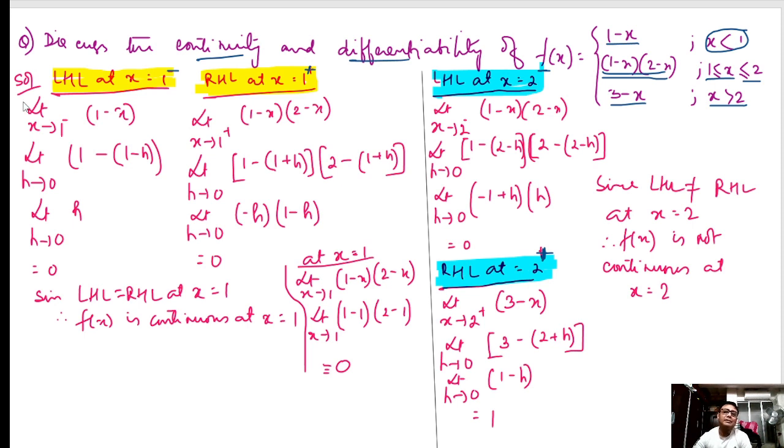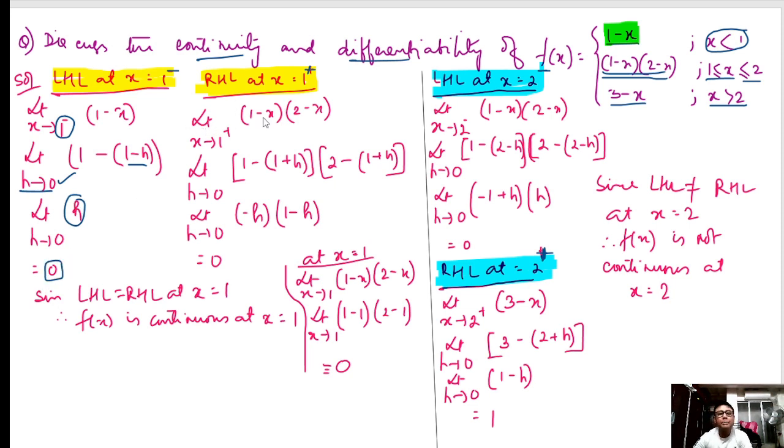So in place of x I will put, so here let us choose less than 1, this function. I have to choose less than 1 and then put the value of x. So for 1 minus, in place of x I will put 1 minus h, and h tends to 0, so it comes out to be 0.